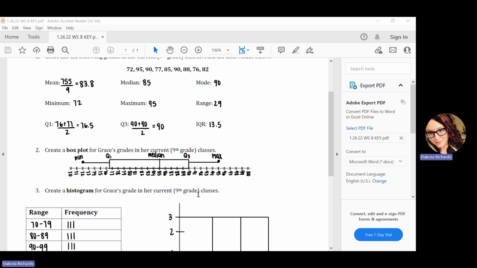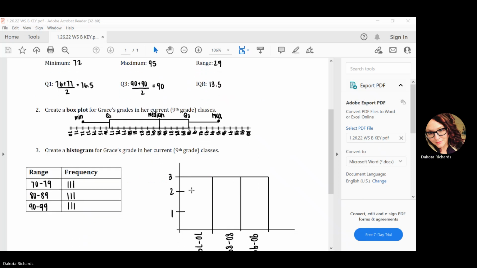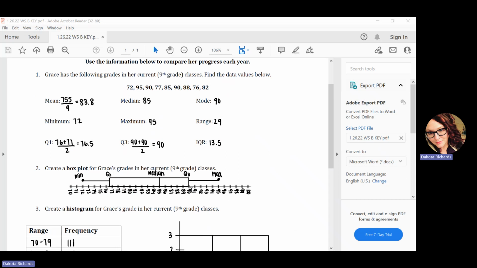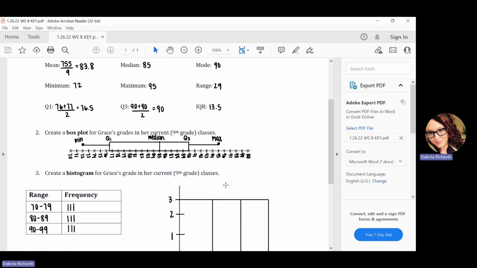Most of that can be done for you on Desmos. After you did that, you're supposed to take the 5-number summary. The minimum was 72, so put a dot over 72. The maximum was 95, so put a dot over 95. And then Q1 was 76.5, so in between 76 and 77. The median was 85, that's here. And then Q3 was 90, so make your box around that. Extend the lines here and label everything for your box plot.